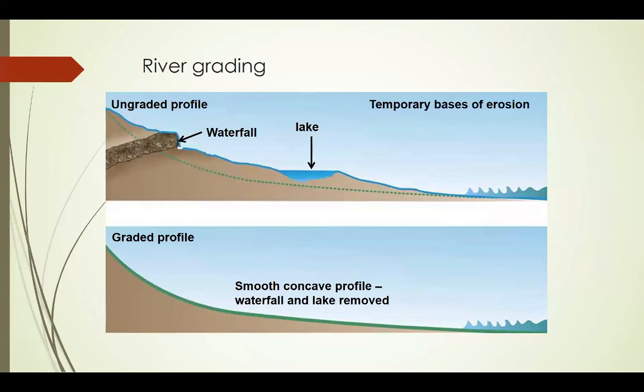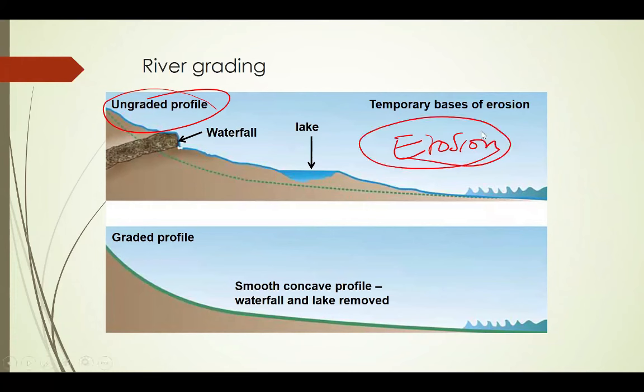Now, what we have here, we have river grading. We have two: we have an ungraded river. This is where you are going to have turbulent flow. Why do you say this river is ungraded? Because there are nick points along the course. And then there is dominant erosion, because there are still obstacles along the course of this river.